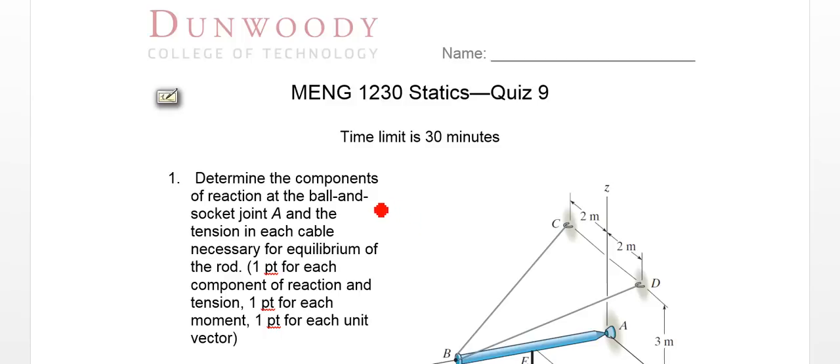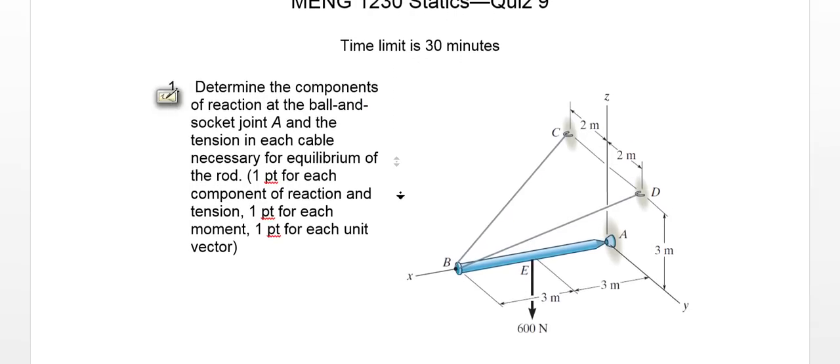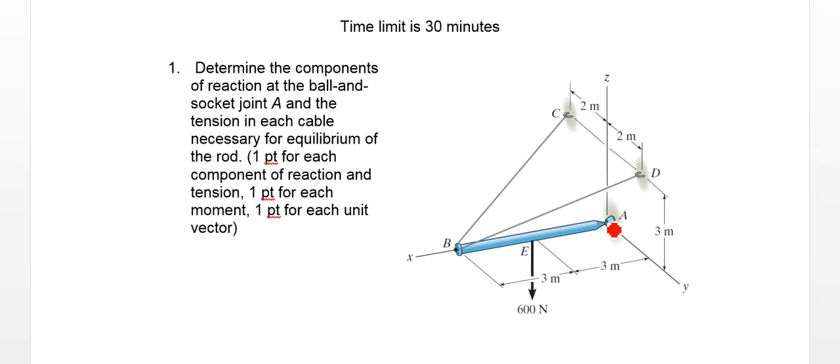Okay, we'll work through the solution to quiz 9 for statics, MENG1230. As you may recall, we have this rod that's attached with a ball and socket joint. That ball and socket joint gives us a reaction force in Z, or it could give us a reaction force in Y as well as in the X direction.